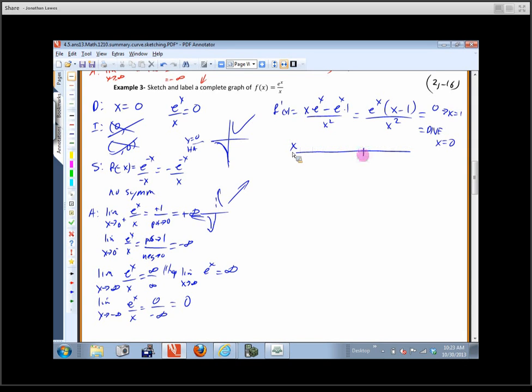Remember, these are values of x. So I'm going to put a 1 on here, and the reason that's on there is because the derivative equals 0 there. Remember, it doesn't exist at 0. Let me make a little bit more space. So let's pick a negative number and plug it in here. E to the x is positive, x squared is positive, so this is 100% determined by this guy right here. So it's negative.